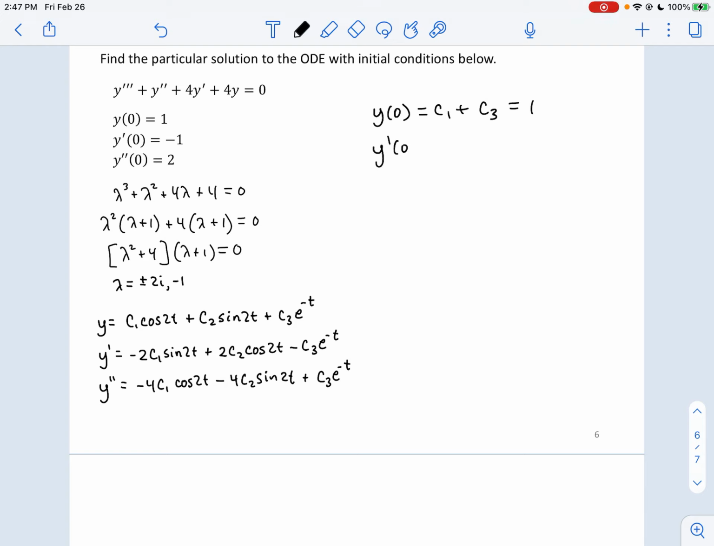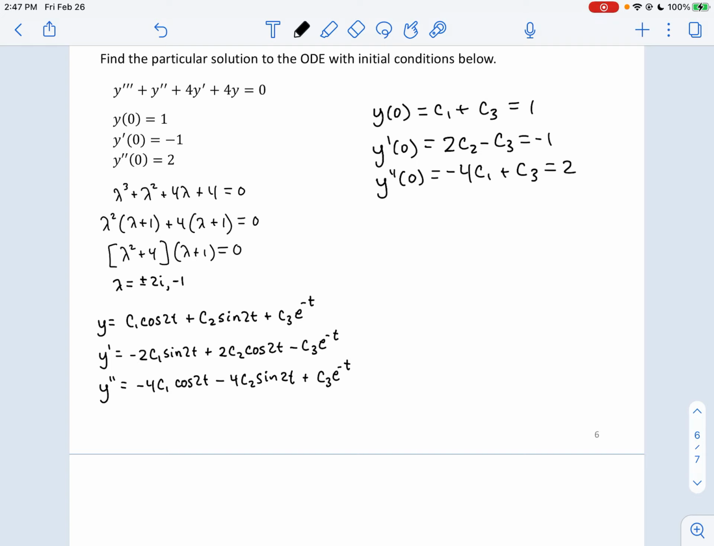Now let's plug 0 into y prime. So this will 0 out. Cosine of 0 is 1, so we'll have 2c2. This e to the negative t will be 1, so 2c2 minus c3. And we want that to be equal, looking at this, to -1. And then plugging 0 into the second derivative, this will 0 away. Cosine of 0 is 1, so we have -4c1 plus c3. And we know that we want this to be 2.